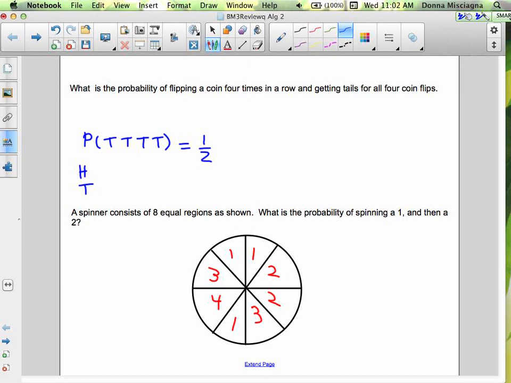But we're not just flipping 1 coin, we're flipping it 4 times. So the probability each time is going to be 1/2. These are independent events. What you get on one coin has no impact on what you get on the next. And if we have more than one event, we multiply the events together to find the probability. So the probability of flipping 4 tails would be 1/2 times 1/2 times 1/2 times 1/2, or 1/16.